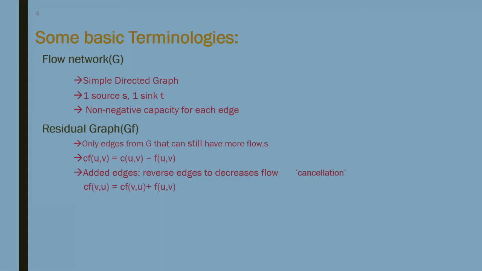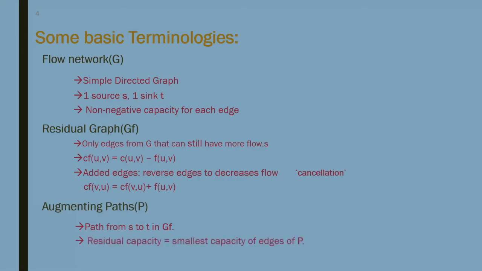The capacity of the reverse edge will be increased every time we find a new flow. In this residual graph we will look for an augmenting path, which is a simple path from the source to the sink, and we will try to find the residual capacity, which is the smallest capacity of all edges along the path P.